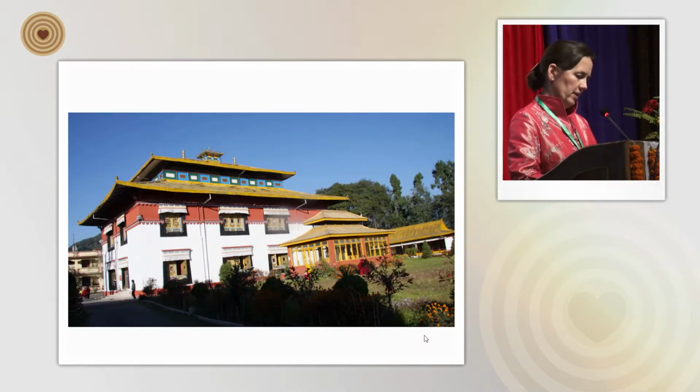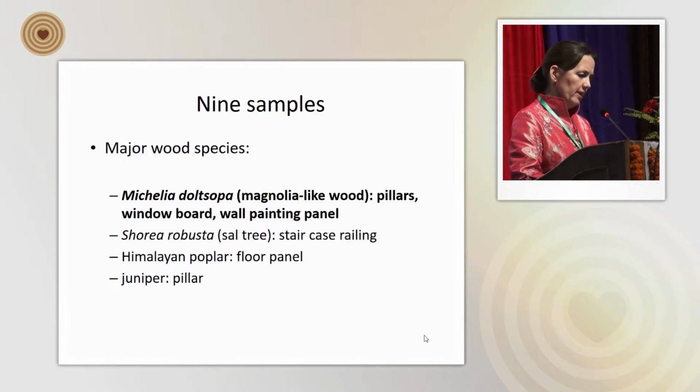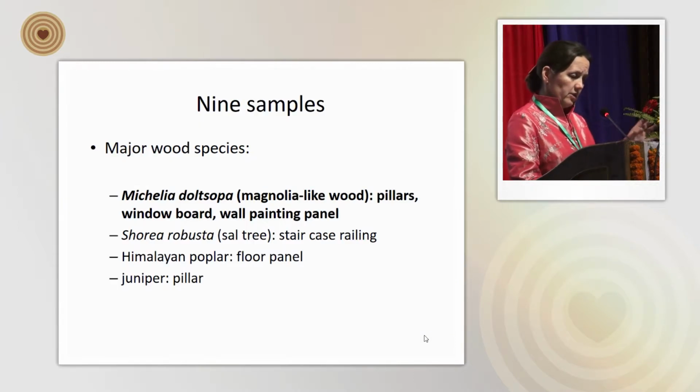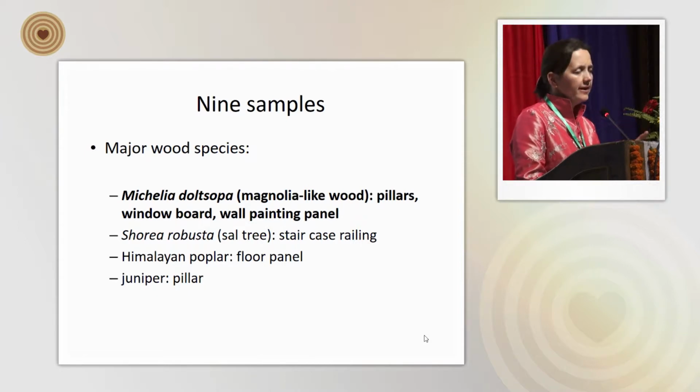And we investigated in this temple, and the major tree species which we found is Michelia doltsopa, which is a magnolia-like wood. Then it was used for pillars and window boards. Other tree species is Shorea, the Sal tree, and Himalayan poplar for floor panels.